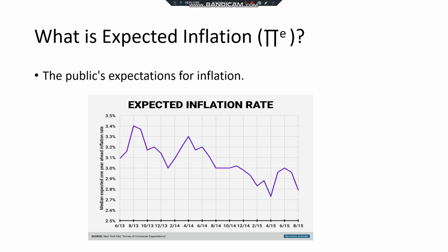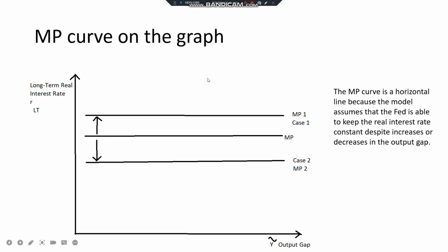What is expected inflation? It is the public's expectations for inflation. This is the MP curve on the graph. We can see the RLT, the long-term real interest rate, on the y-axis and the output gap Y on the x-axis. And we can see the MP is a horizontal line because the model assumes that the Fed, or the central bank, is able to keep the real interest rate constant despite increases or decreases in the output gap.